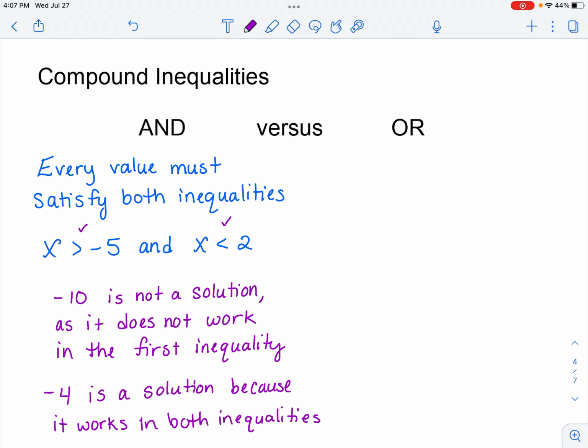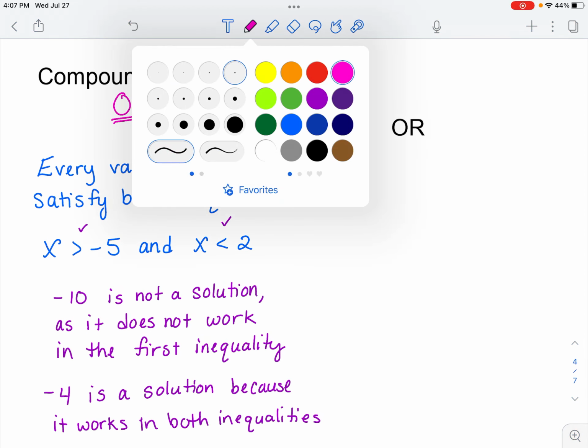Basically, when you're solving a compound inequality that has an and, your key word is you're looking for things to overlap. When we graph it, we're going to be looking for an overlapping area, all right? And we're going to see this on the next slide, so we'll come back to that in a minute. So how is an or inequality different?